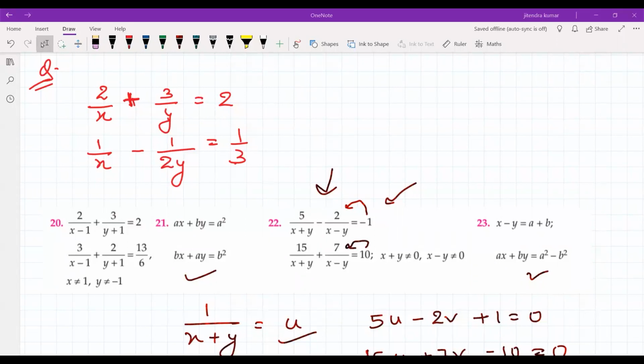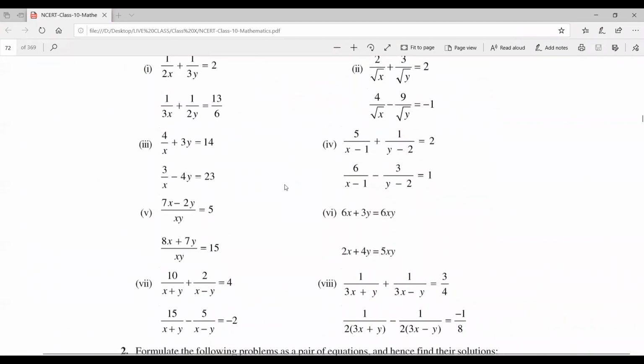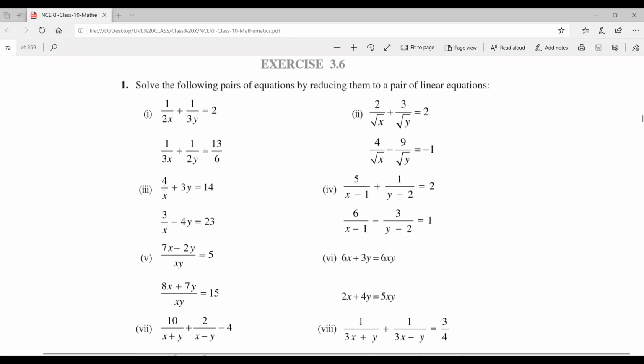Okay, so if you see your exercise 3.6, just a minute, this is your exercise 3.6. Okay, I'm explaining it again. In all the questions you will have to consider u and v. Like in the first question, you will have to consider 1 by x as u. In the second question, you will have to consider 1 by root x as u. In the third one, 1 by x as u, and you need not consider y as v because y is in the standard form only.